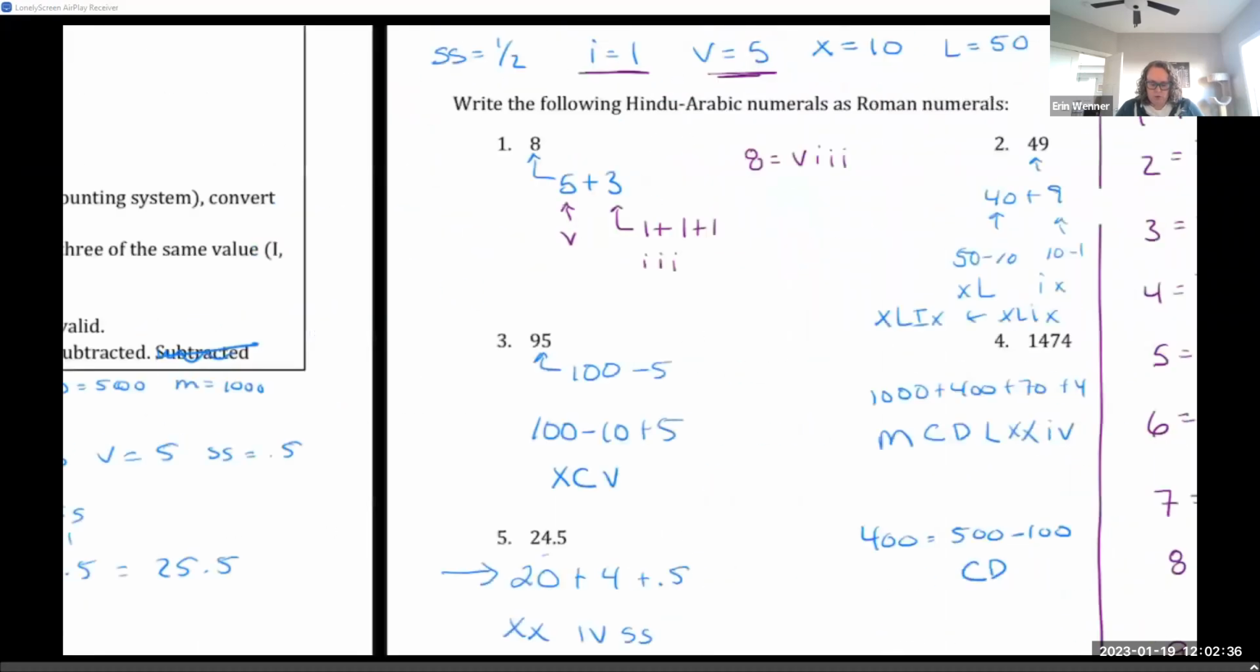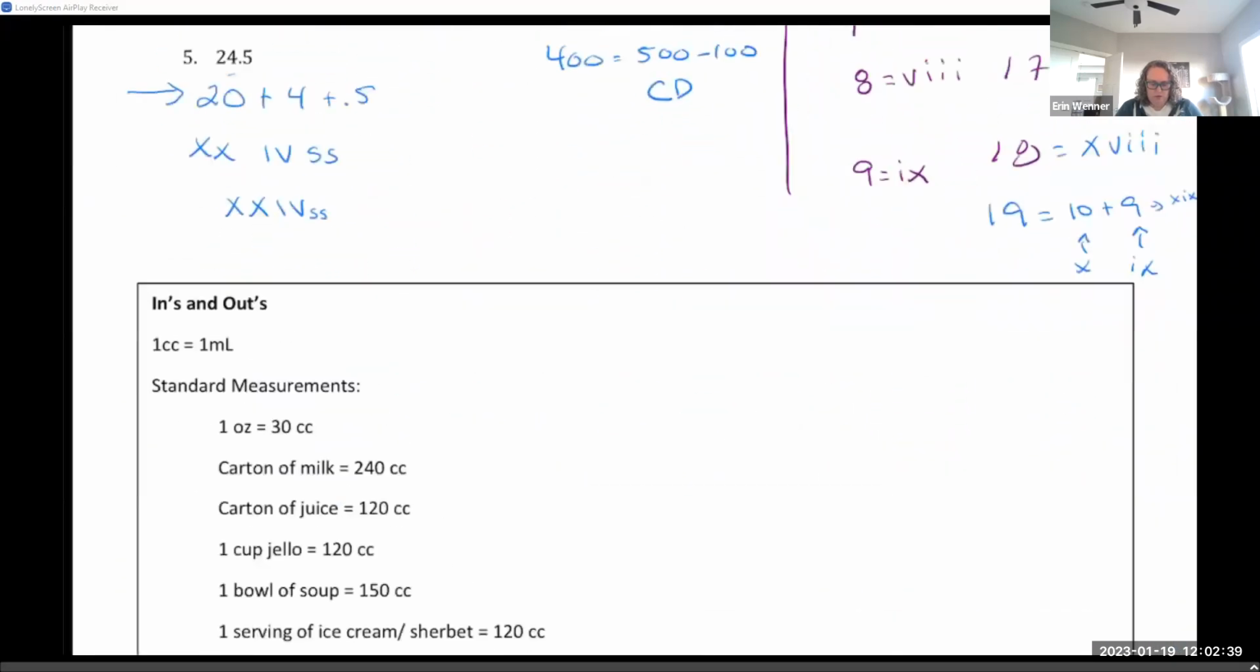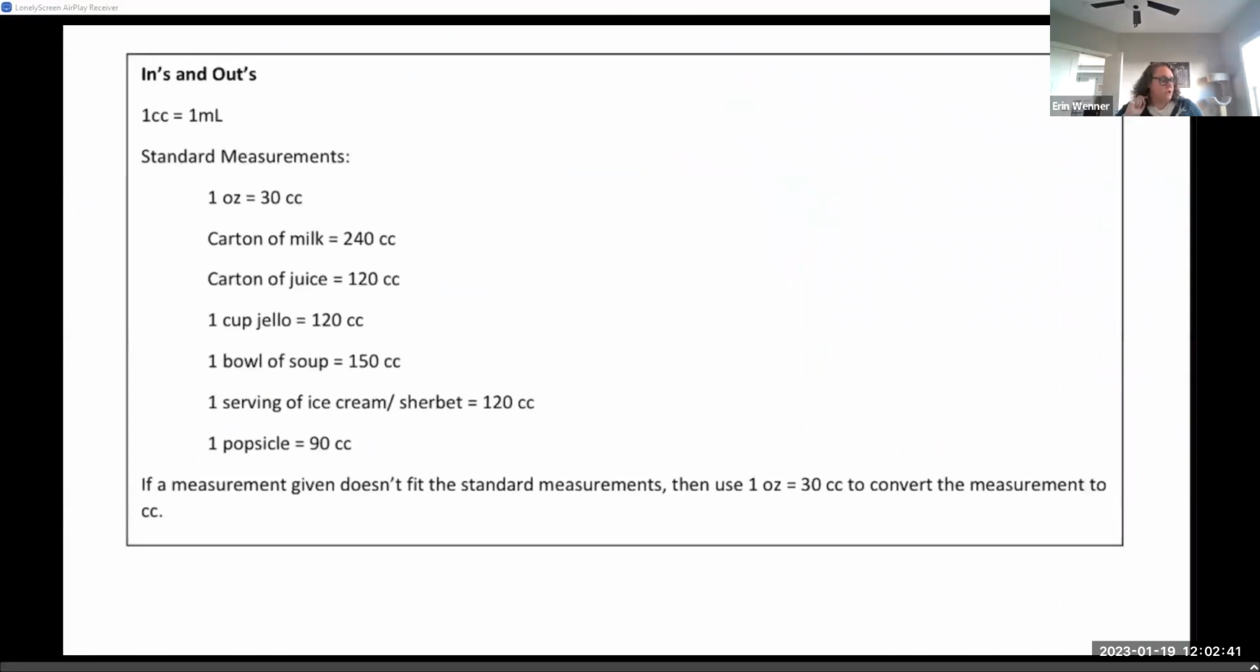All right, let's go to the next page, talk about ins and outs. These first couple sections kind of jump around in content, and it's because they're trying to cover a bunch of little things that they want you to have in mind as we're moving into the regular content. So ins and outs, this idea that 1 cc, which is 1 cubic centimeter, equals 1 milliliter. That relationship is true, and that's true for all liquids.